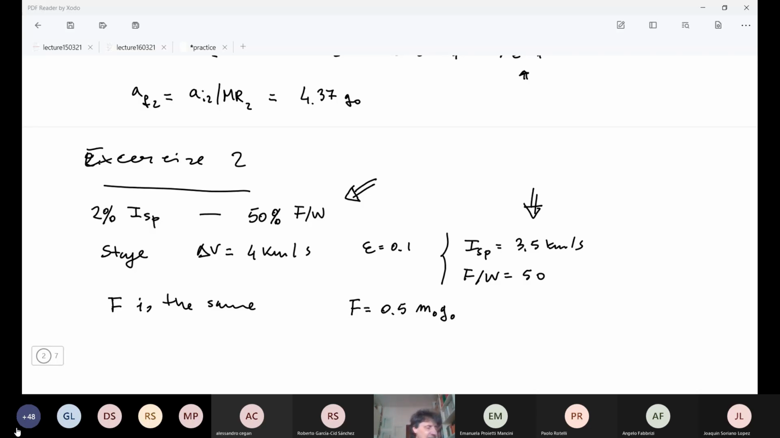So what is better? What is the answer to the question? What is better? Or which is better?